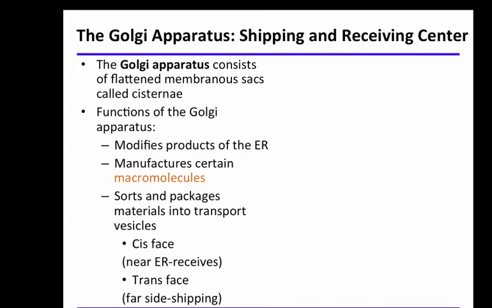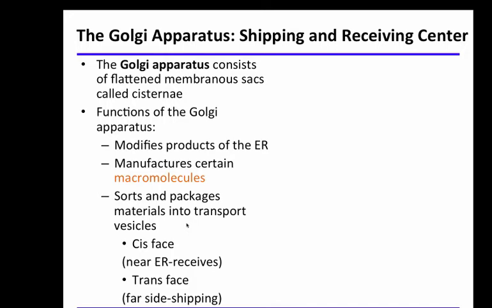What is the Golgi? The Golgi apparatus is well known as the post office of a cell. It's the shipping and the receiving center. It consists of a number of flattened membranous sacs called cisternae. The Golgi functions to modify products of the endoplasmic reticulum. It functions to manufacture certain macromolecules, and this term should be very familiar to you now. It functions to sort and package materials into transport vesicles.